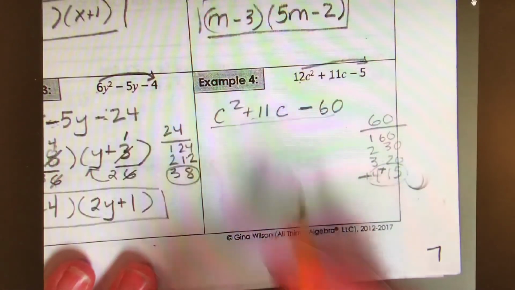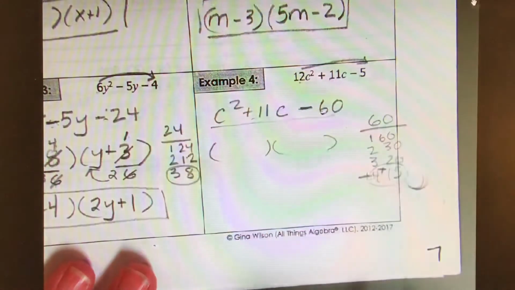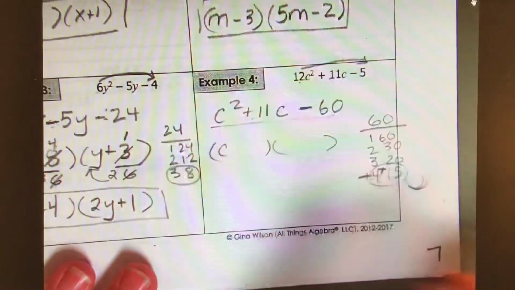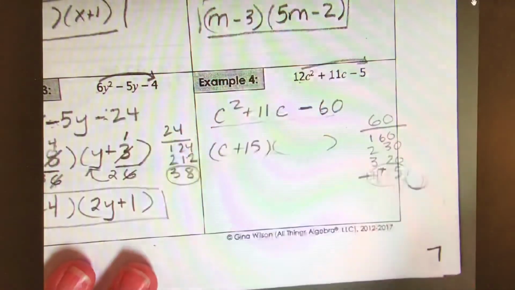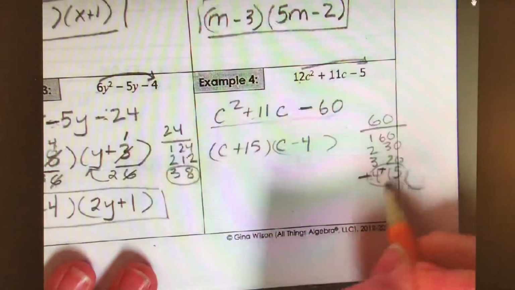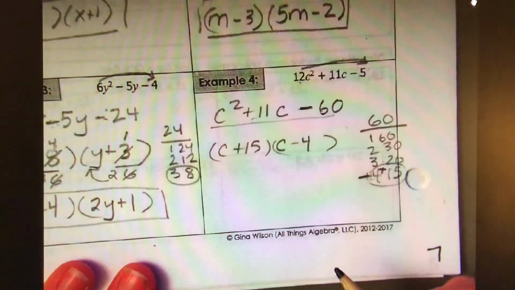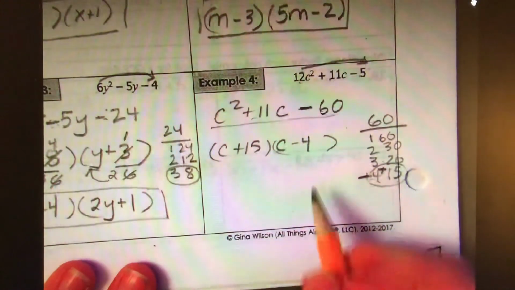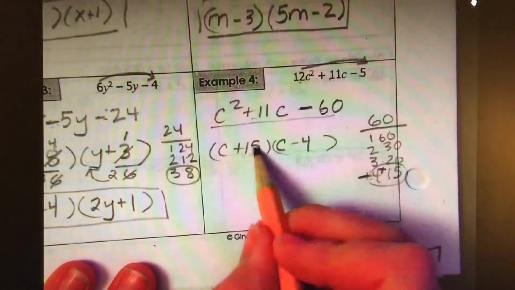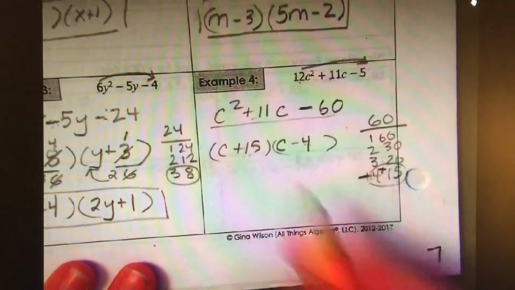Okay, so now let's rewrite it. I'm going to have c plus 15, positive side, and then I'm going to have c minus 4. So I just took that from here. Oh man, my lights went off. Now I'm going to divide both of these numbers back by my original, which is 12.